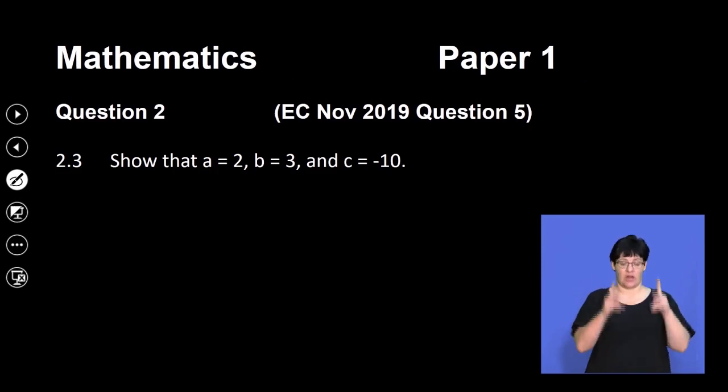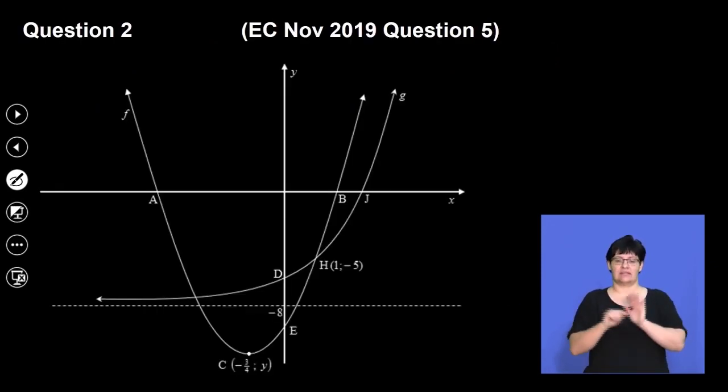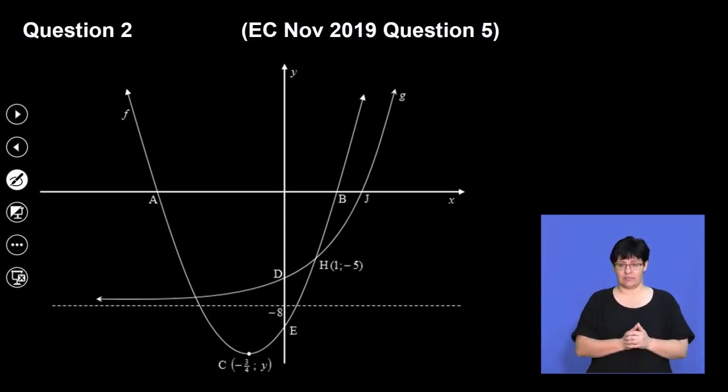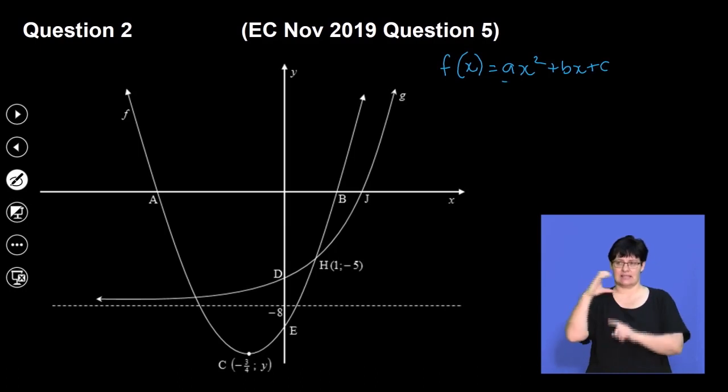Okay, so let's move on to question 2. Question 2 says, show that a is equal to 2, b is equal to 3, and c is equal to -10. This is asking us to find the equation of the parabola effectively. So we're going to have to turn our attention to that quadratic curve. We know that f of x is equal to ax squared plus bx plus c, and we're being asked to calculate the values of a, b, and c.